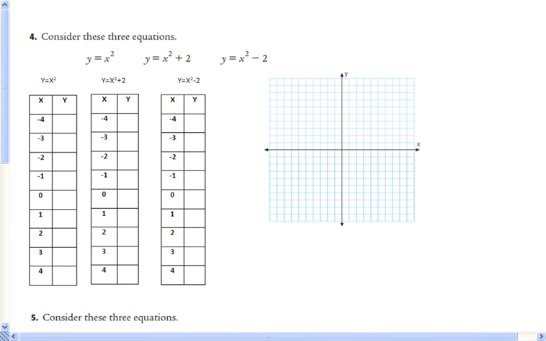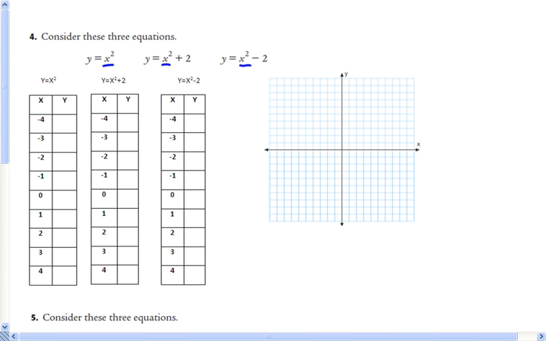We know these are quadratic equations because they all have a squared term. It's as simple as that. If the equation has a squared term in it, then it's a quadratic equation. And we're going to make some values here and graph these, and then look at some shortcuts we can use and some characteristics of quadratic graphs.